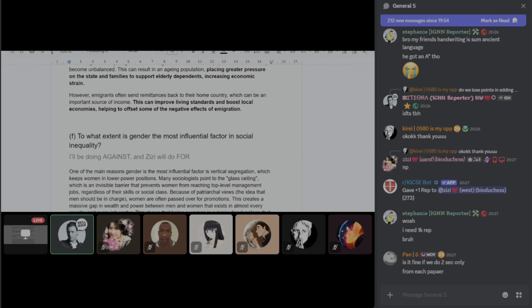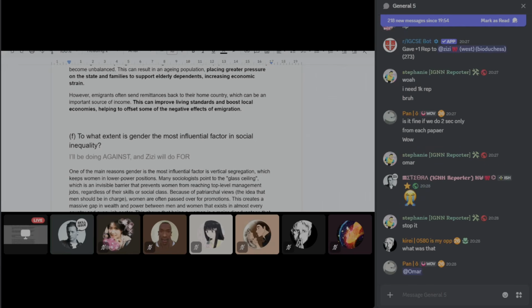Is it fine if we do section two only from each paper? Yeah, if you have confidence in one chapter, just super specialize in that chapter, make sure you know it very well, and then go for it.